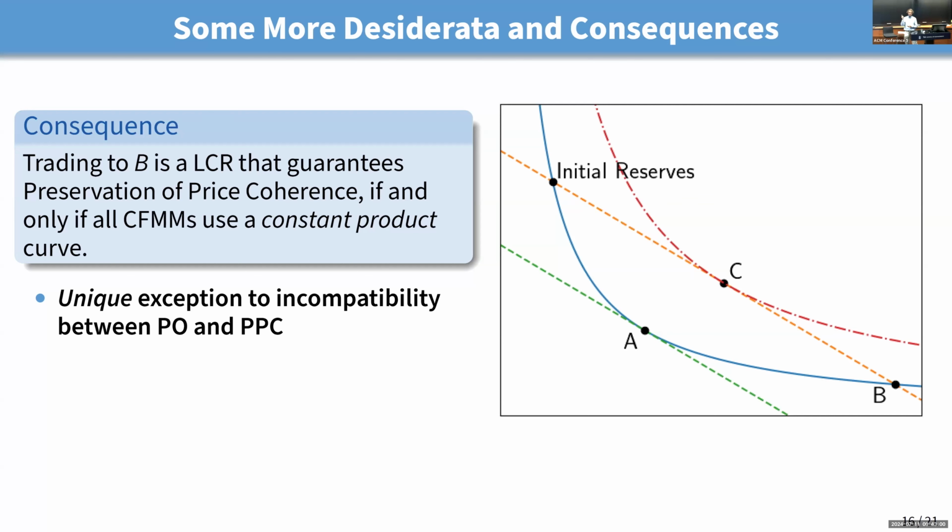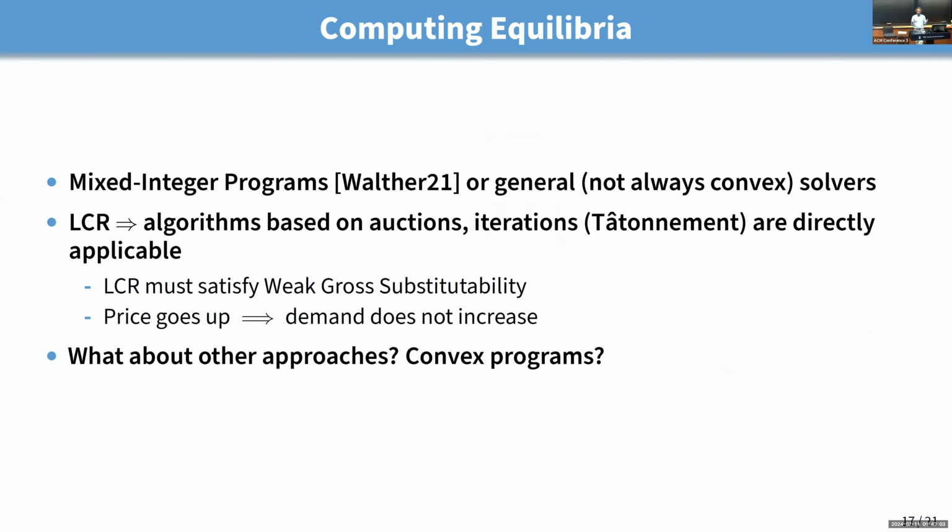And this is actually the unique exception to the theorem I had before, where we had this incompatibility between Pareto optimality and price coherence. I just want to wrap up by discussing how we actually could compute these equilibria in this combined system. The literature takes a lot of different approaches, things like mixed integer programs, or just writing the whole thing down as a big constraint set and throwing it at some non-convex solver. Once we have this notion of local computability, then we can run algorithms based on auctions or iterative processes. We need certain regularity conditions that are standard in the literature, but once we have that, standard approaches to solving Arrow-Debreu exchange markets can be applied.